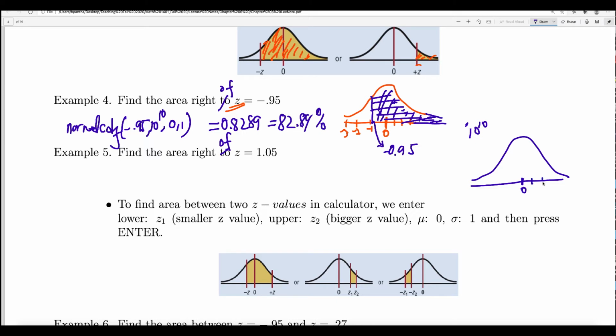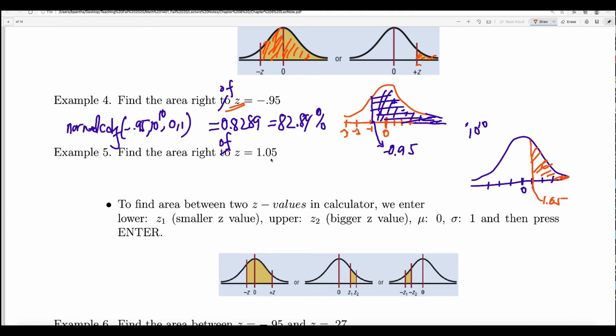This is 1, 2, 3, like that, negative 1, negative 2, negative 3. But in this problem, you are asked to find the area right of 1.05. 1 is here, right? 1.05 is maybe somewhere here, very close to 1. And you are asked to find the area right of that. So this point is basically 1.05, right?